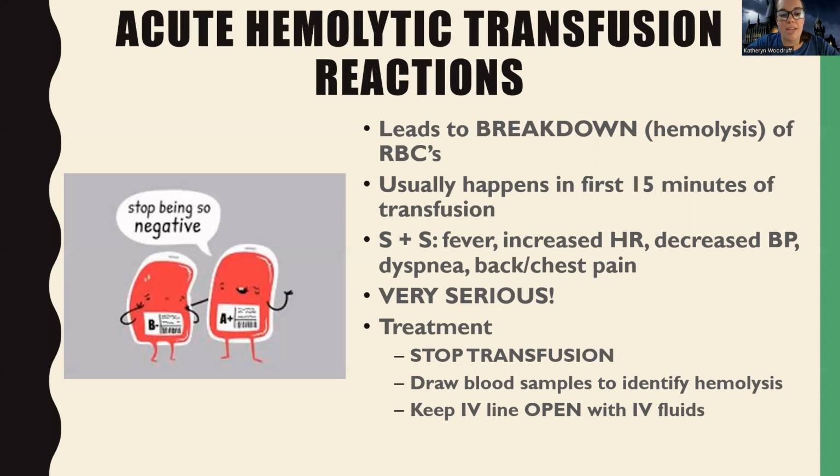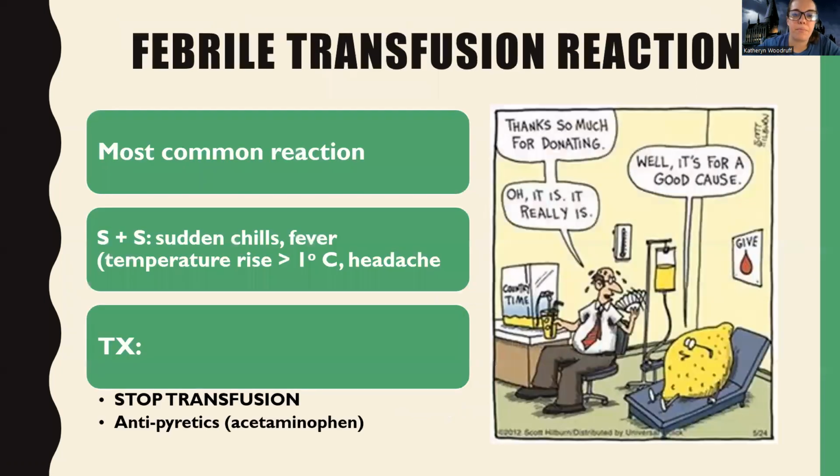What we're going to do then is keep the IV line open with IV fluids. What I mean by that is we're not taking the IV out. We are going to flush it and make sure there's fluids going through it to help dilute. I just hit myself in the face, yes. We're trying to dilute the hemolysis that's happening in the body and get that blood pressure up. And then we're going to draw blood samples, and we want to actually identify that hemolysis is what's happening. And I'll talk more about what we do when we suspect a blood transfusion reaction. I have a different slide for that.